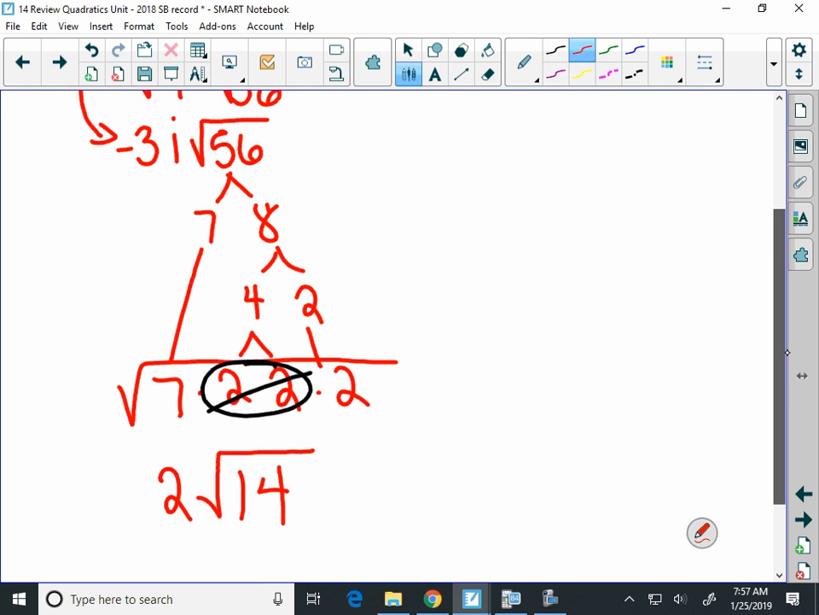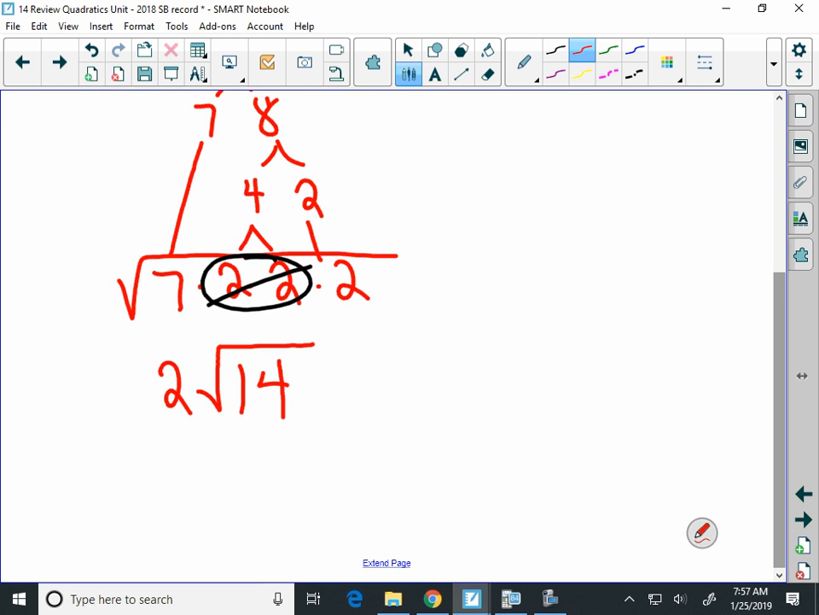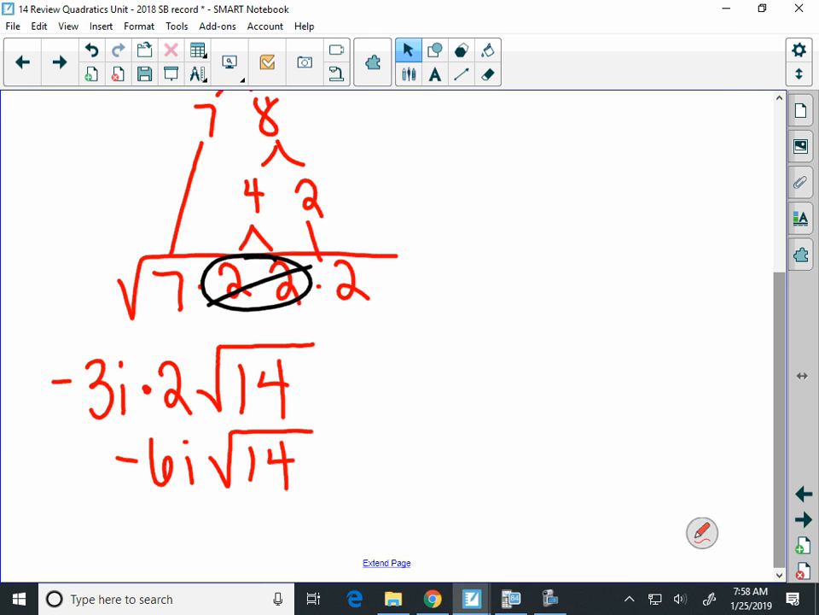And don't forget that we already had a negative 3i outside the parentheses. So when we finish this problem, we need to multiply these two together. We get negative 6i times the square root of 14.